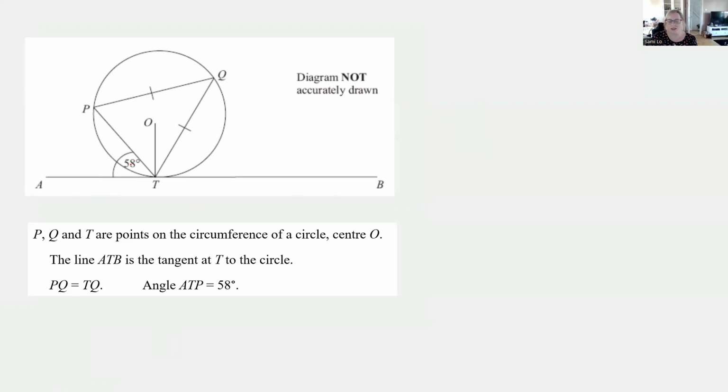So this question has the alternate segment theorem. So the fact that this angle by here is the same as this angle up top. So we know this straight away is 58. We need to work out, it hasn't even told us, has it? No, of course it hasn't. Of course I haven't copied the answer.